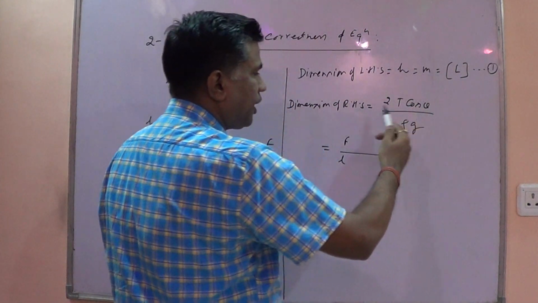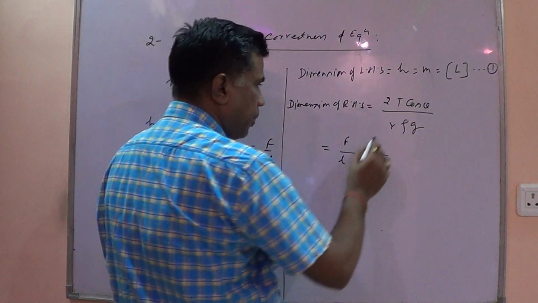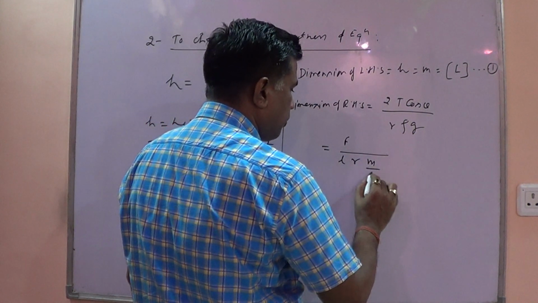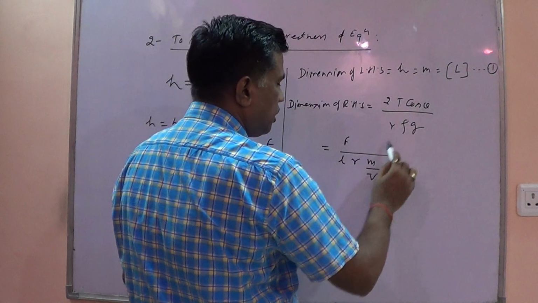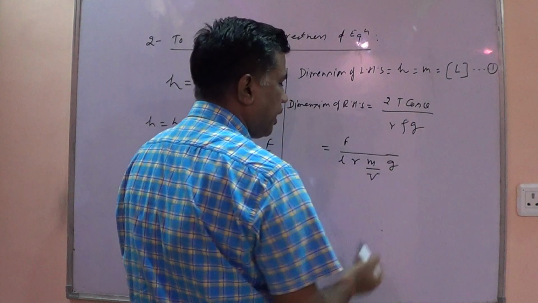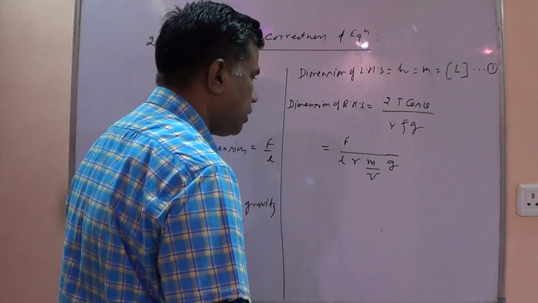Cos theta has no unit, no dimension. Leave it. R is radius. This rho is density, mass per unit volume. So density is written as mass per unit volume. G is what? Acceleration due to gravity. We can write its unit and dimension.